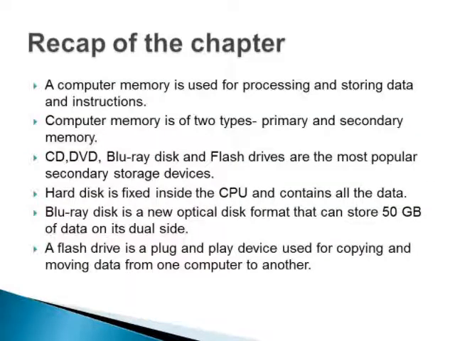Recap. Now we will have a quick recap of what we have learned in this lesson. A computer memory is used for processing and storing data and instruction. Computer memory is of two types, primary and secondary. CD, DVD, Blu-ray disc and flash drives are the most popular secondary storage devices. Hard disk is fixed inside the CPU and contains all the data. Blu-ray disc is a new optical disc format that can store 50 GB of data on its dual side. A flash drive is a plug and play device used for copying and moving data from one computer to another.